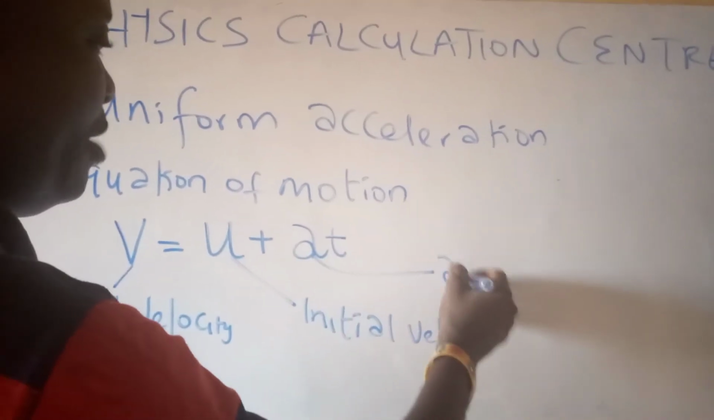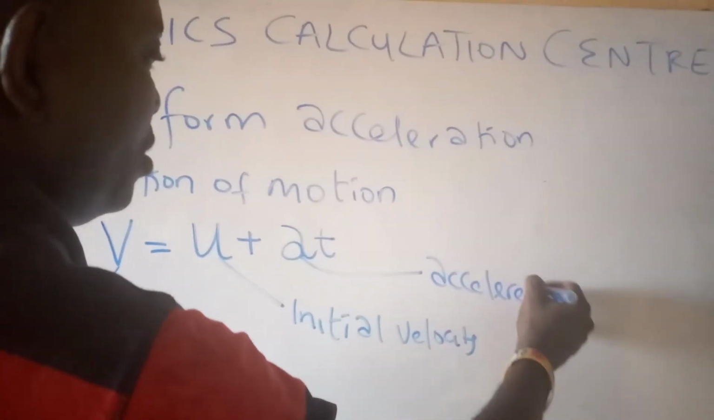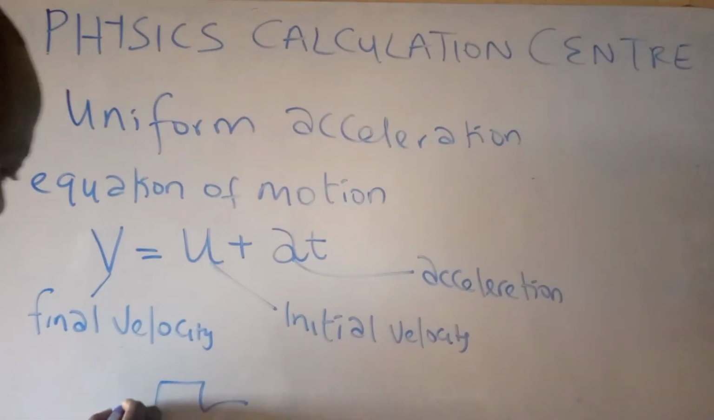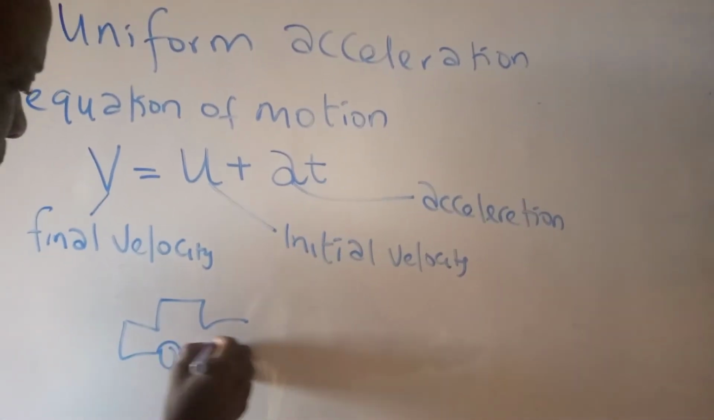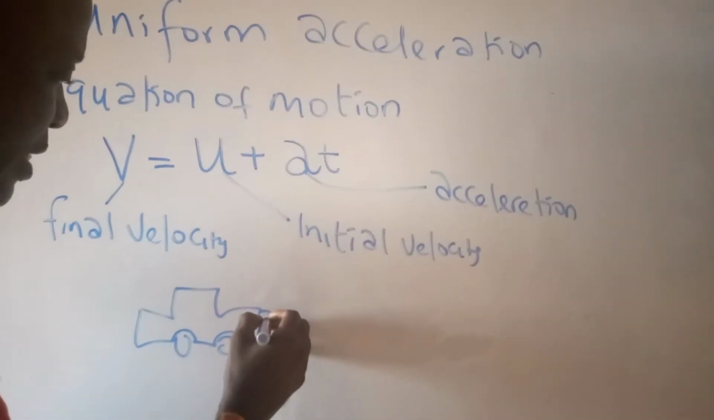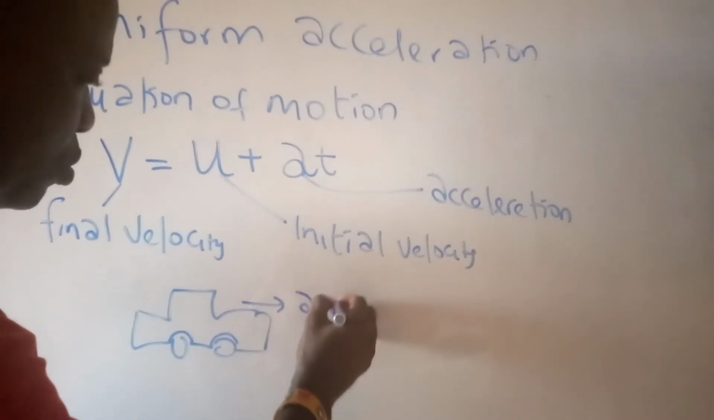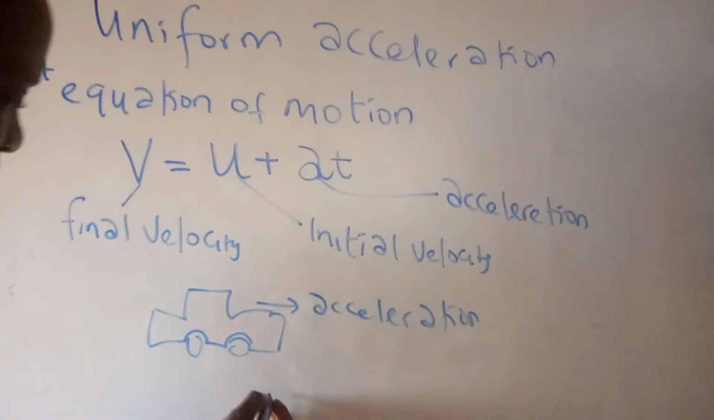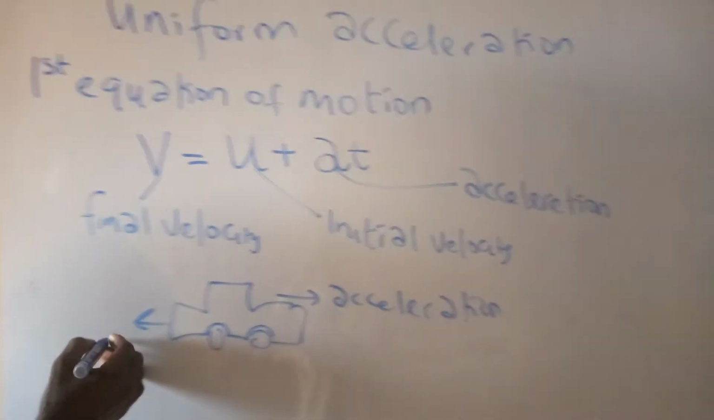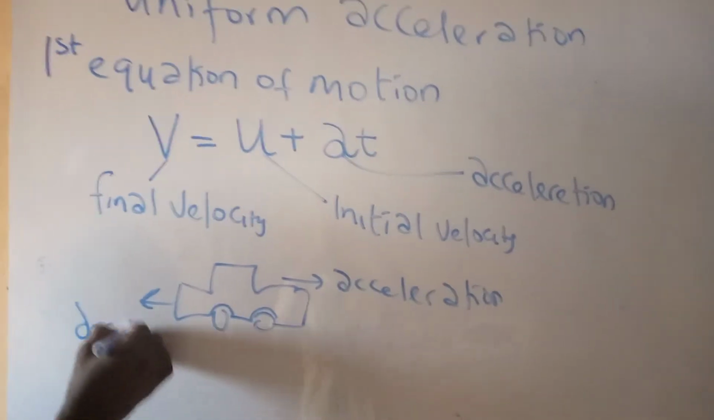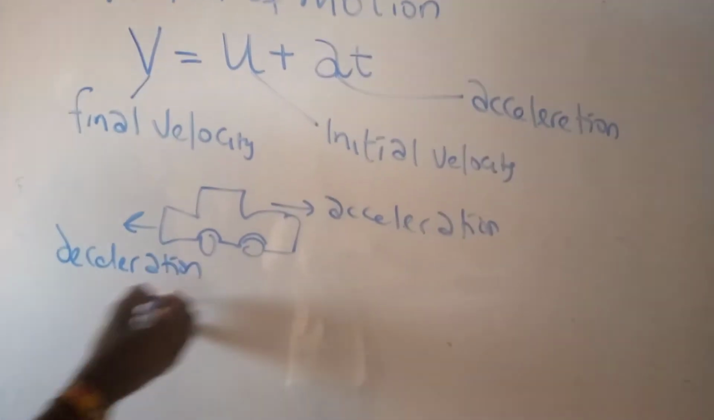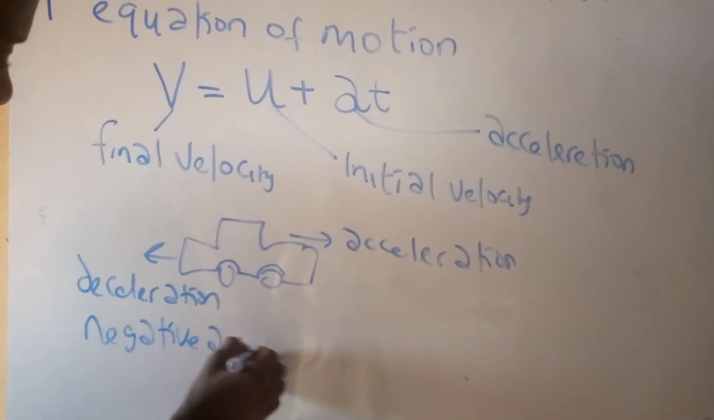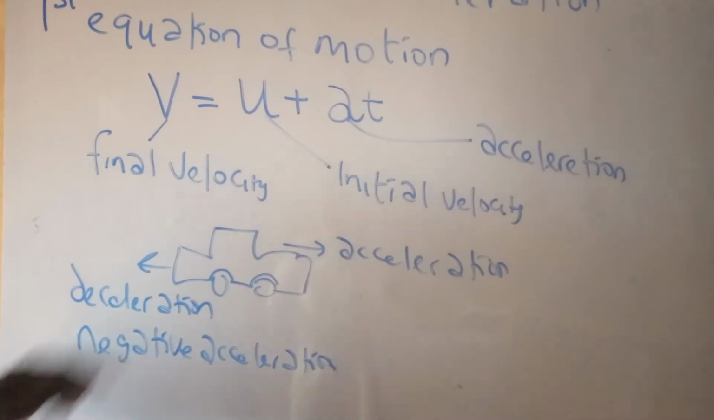This is acceleration. Sometimes you might have deceleration, because when a car is moving, you say it is accelerating. This is acceleration. But when the car is slowing down, you call it deceleration, or you call it negative acceleration. Okay, so we understand the basic things there.